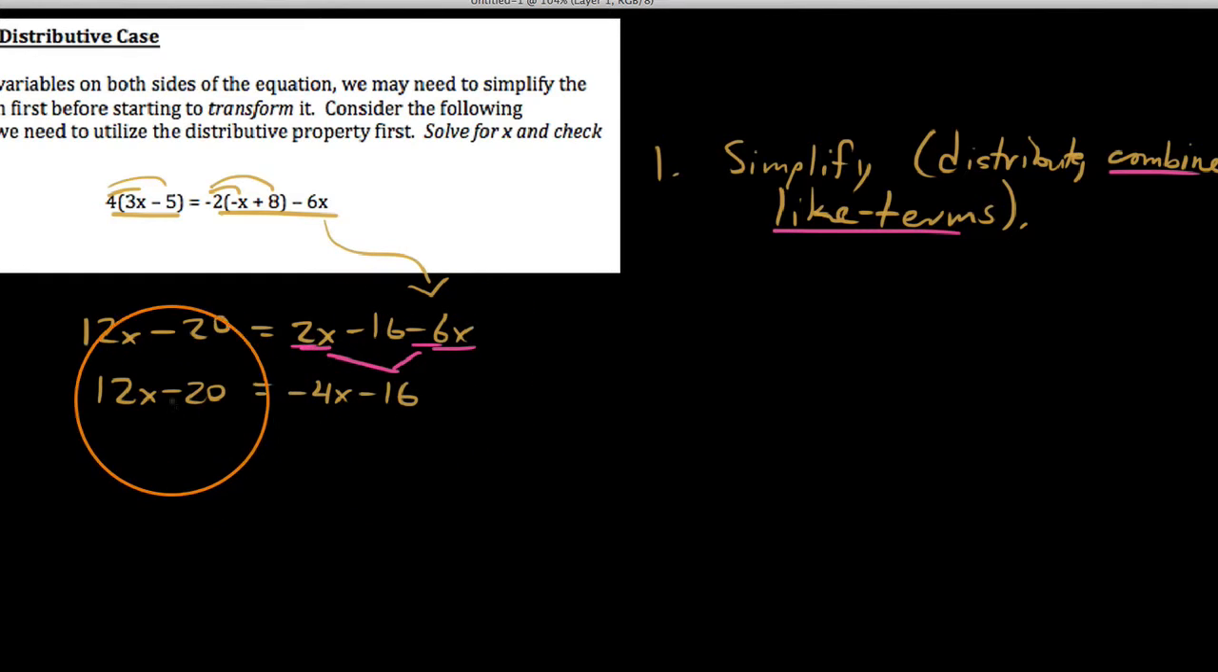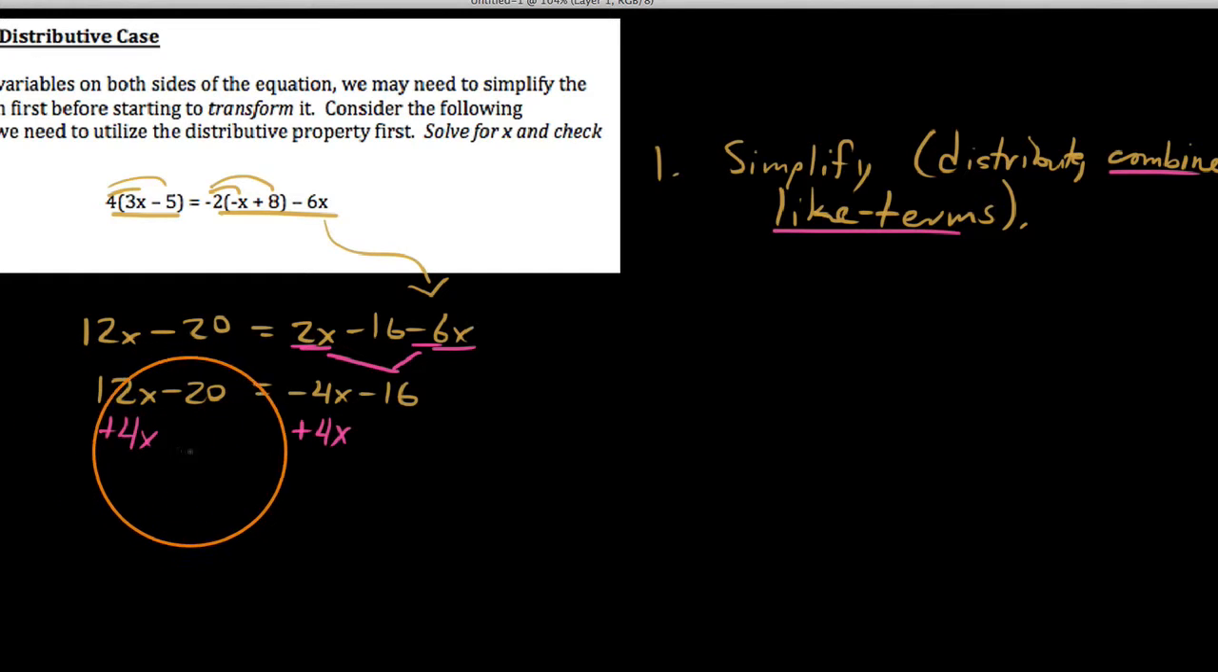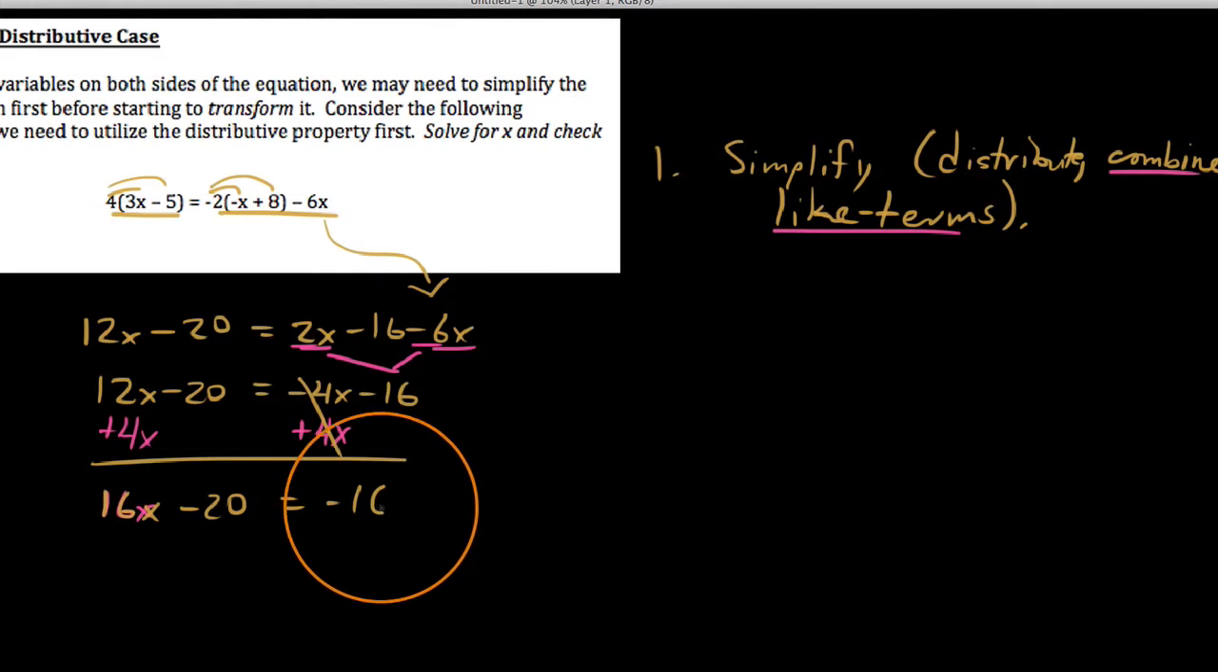So now we have a choice to make. Now that we've simplified both sides, what we want to do is get all the unknowns on one side. So we can either clear the left side by subtracting 12x's or clear the right side by adding 4x's. And it seems to me that if we were to add 4x's, there's nothing wrong with subtracting 12x's from both sides. It's just that in this case, what you're going to find is you're left with 16 positive x's on the left. Okay, so we say 16x minus 20 equals negative 16.